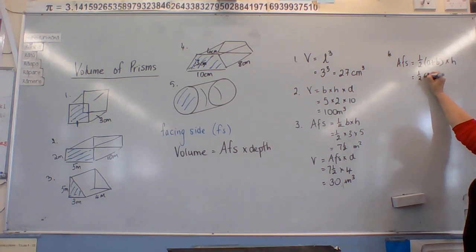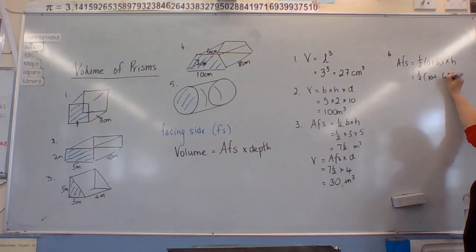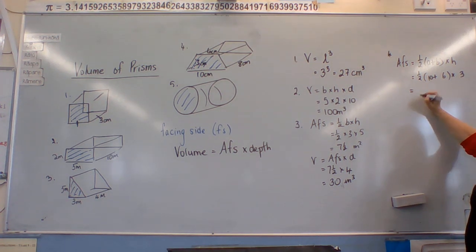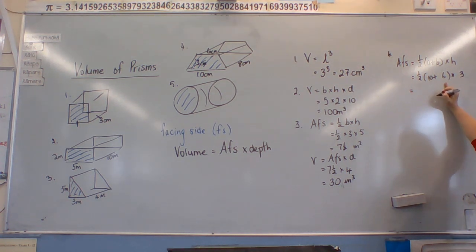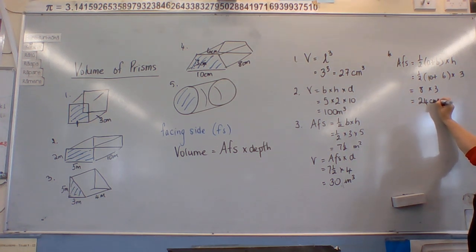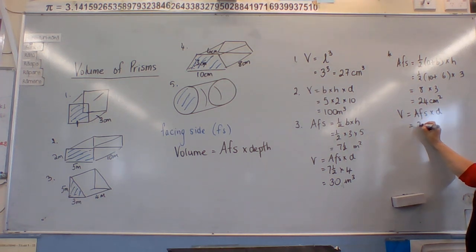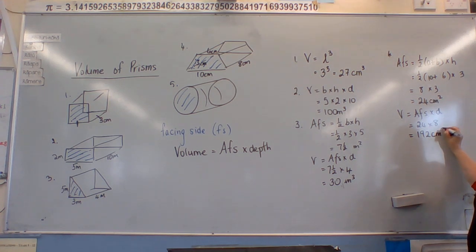A half, 10 plus 6, times 3. A half of 10 plus 6 is 8 times 3, 24 centimetres squared. Right, the volume is the AFS times the depth, which equals 24 times 8, which is 32, 160, 192 centimetres cubed.